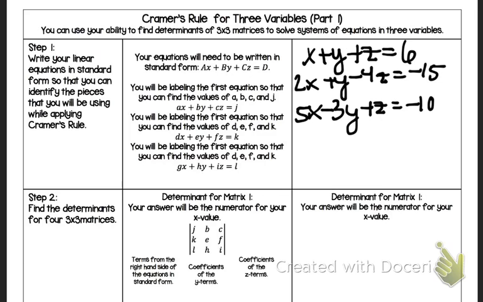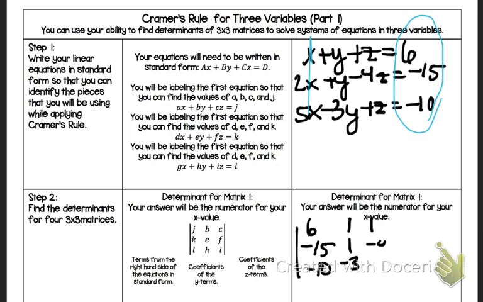So let's scroll down here. The first thing you're going to do is you need to find your x values. So the numerator for the x. So basically we're replacing these x's with our answers again. So now you find the determinant for 6, replacing the x's with negative 15 and negative 10. And then y's and z's stay the same. So that would just be 1, 1, negative 3, 1, negative 4, and 1.